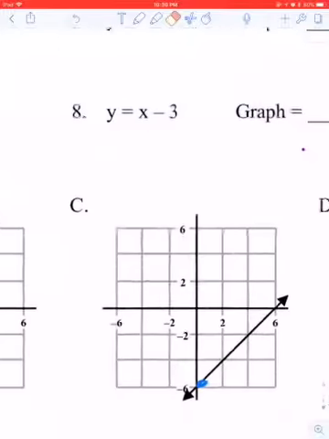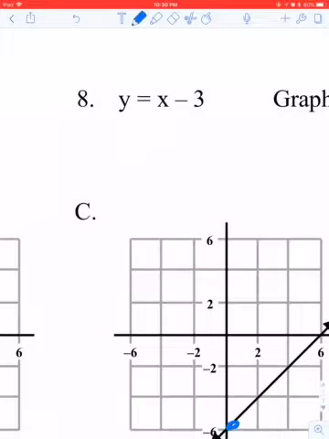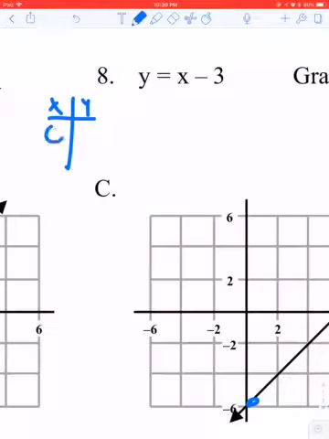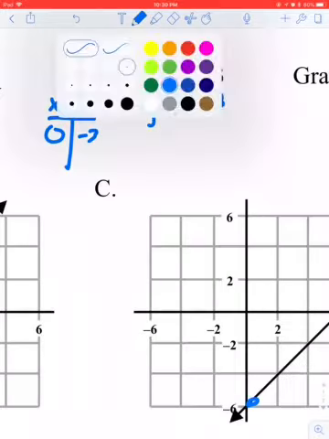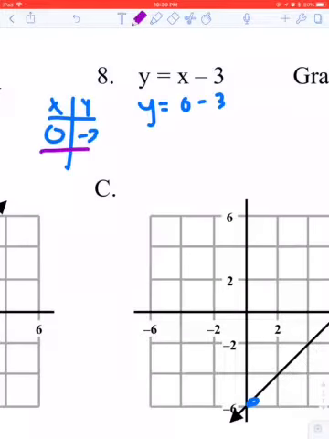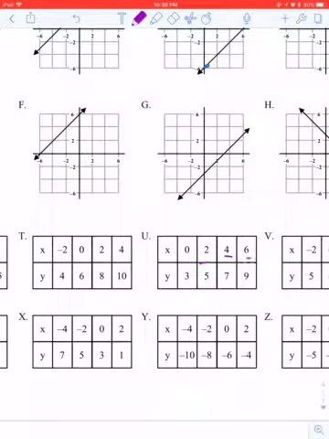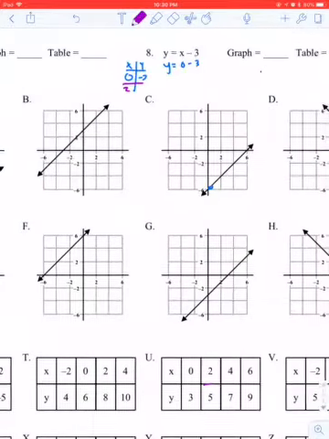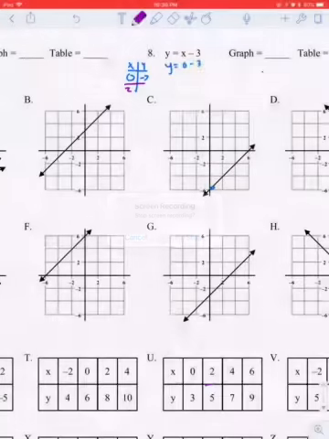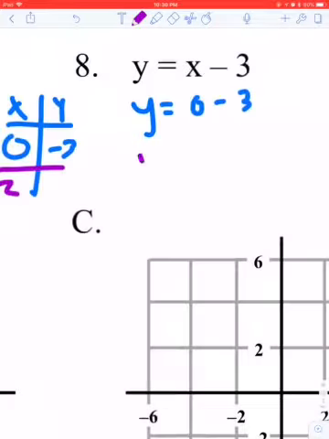Let's do number 8. So make a table. Your x and your y. Always start with 0. So y is equal to 0 minus 3. So that's negative 3. Okay, choose 2. The reason I'm going by 0 and 2 again is because these graphs are going by 2s and not 1s. So I put 2 in there. So y is equal to 2 minus 3. And that's going to be negative 1.